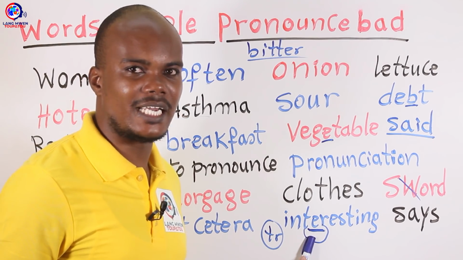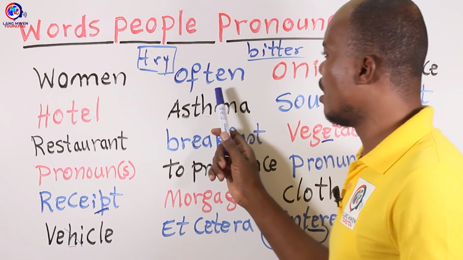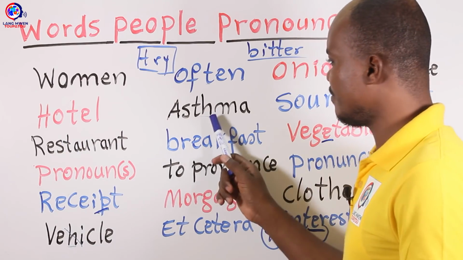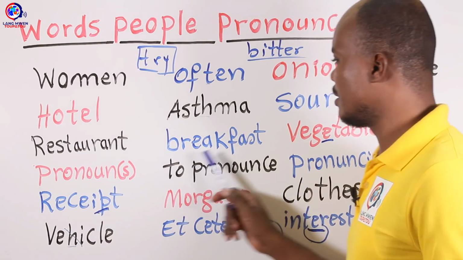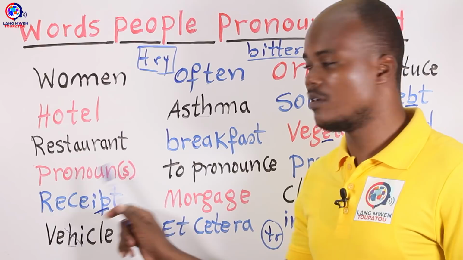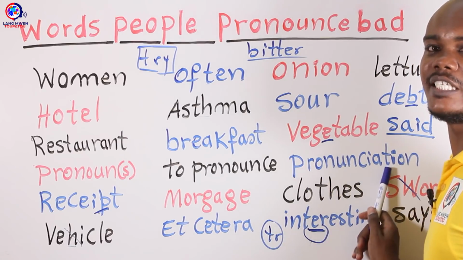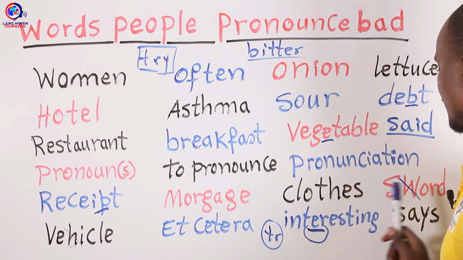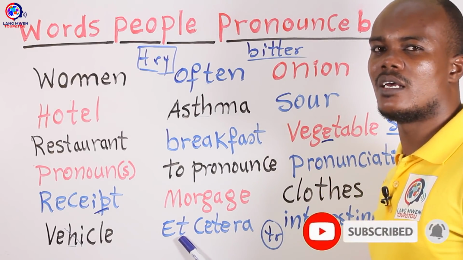Interesting, says. Let's go now. A bit faster. On se casse rapide. Women. Often, onion, lettuce, hotel, asthma, sour, debt, restaurant, breakfast, vegetable, said, pronoun, pronouns, to pronounce, pronunciation, receipt, mortgage, clothes, sword, vehicle, etc.